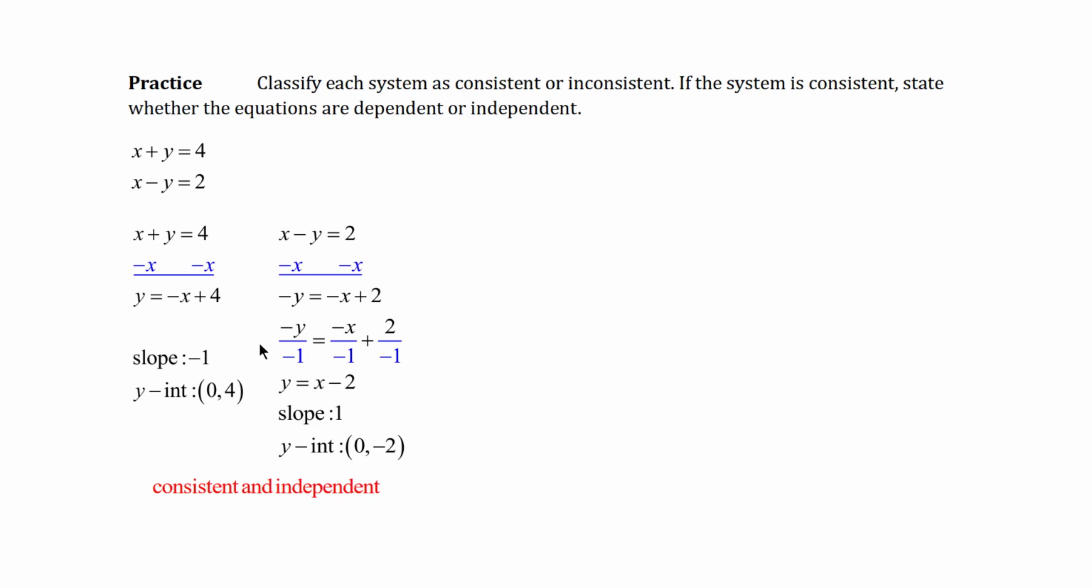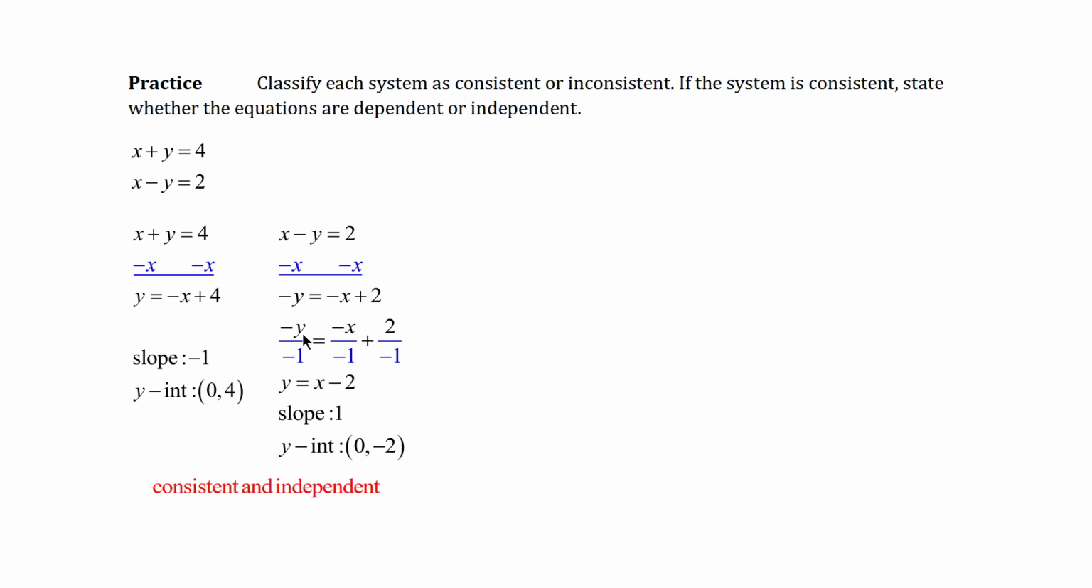Next, we put the second equation in slope-intercept form. So we take x minus y equals 2, and we subtract x from both sides of the equation. The result is -y equals -x plus 2. From here, we get rid of the negative sign in front of the y by dividing both sides by -1. We get -y divided by -1 equals -x divided by -1 plus 2 divided by -1.